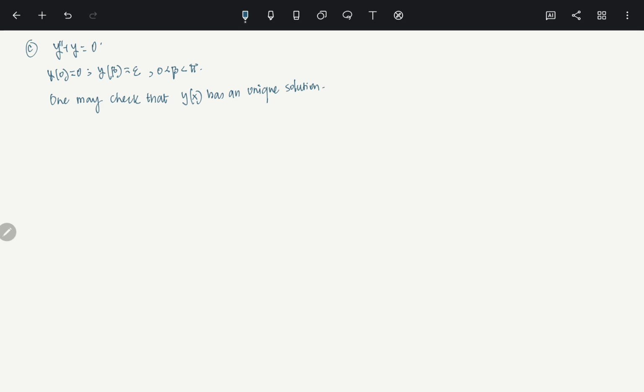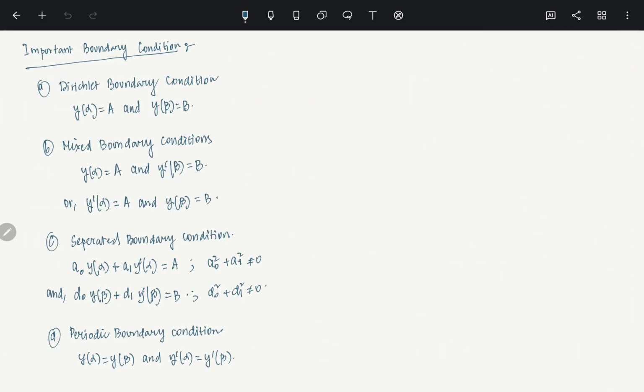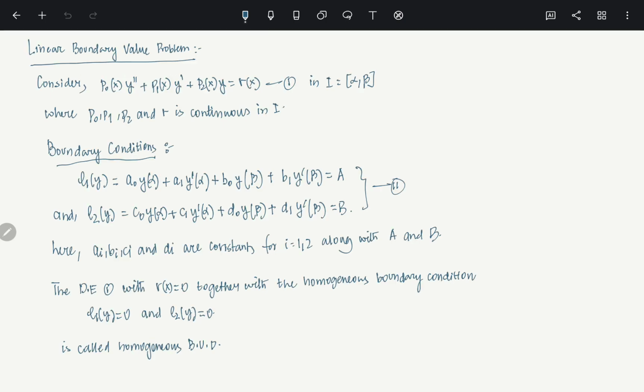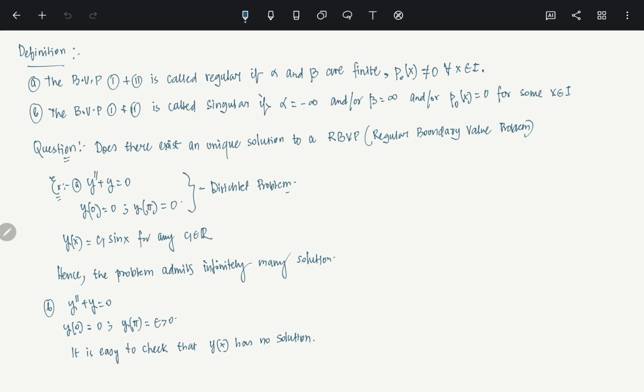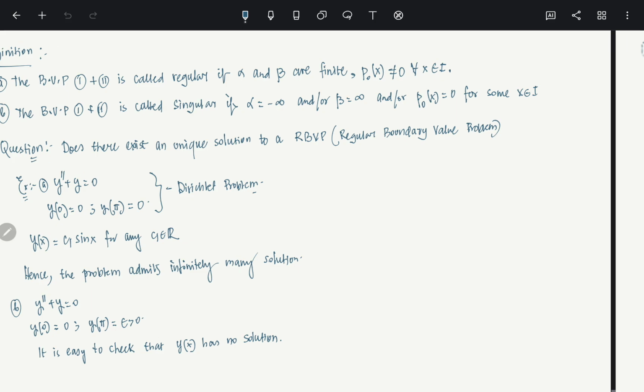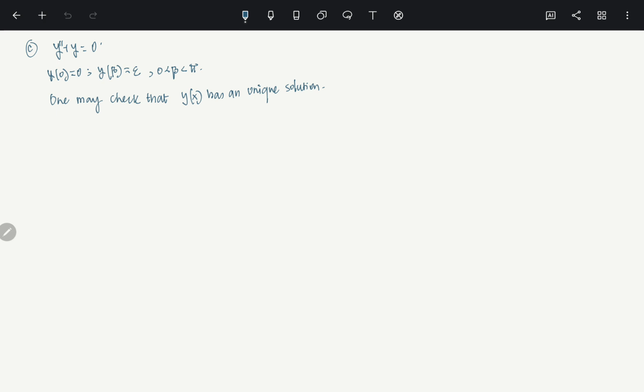Now one thing is, for the homogeneous equation, you remember R equals 0 and L1, L2 are 0, you can always see that y equals 0 is always a solution. That is always given to you, for the homogeneous equation. So now the question is: for an initial value problem with a homogeneous equation, since the solution is unique, it is only going to be the zero solution. But here, is it the case?